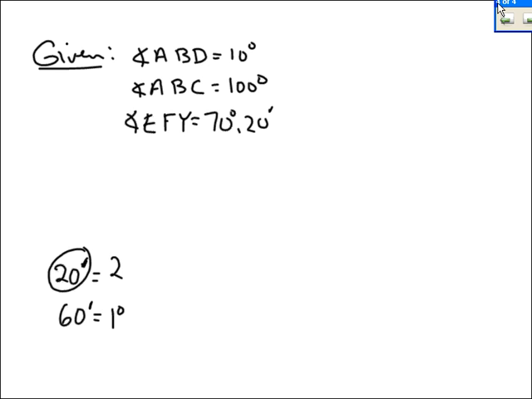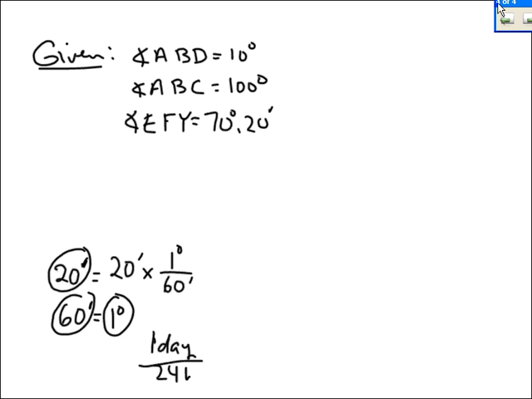Now, how can we see that more easily? We multiply by 1. Doesn't matter if they look equal or not. If two quantities are equal, when you divide them, you get 1. 1 degree and 60 minutes are equal to one another. When you divide them, you get 1. Just like 1 day and 24 hours. They really are equal to one another. You divide them, you get 1.